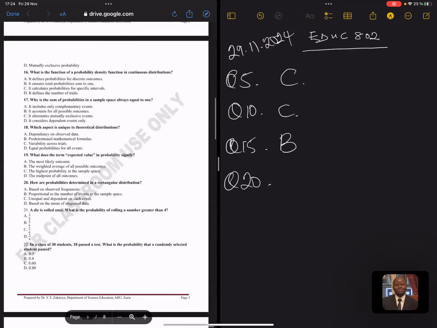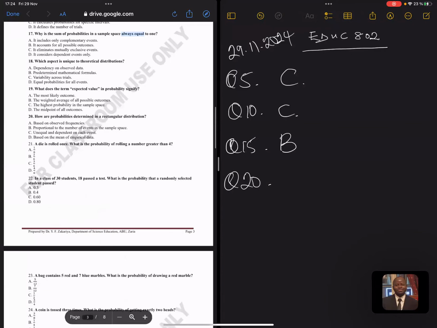Question 20, the last question on the conceptual problems. How are probabilities determined in a rectangular distribution? A, based on observed frequencies. B, proportional to the number of events in the sample space. C, unequal and dependent on each other. D, based on the mean of empirical data.